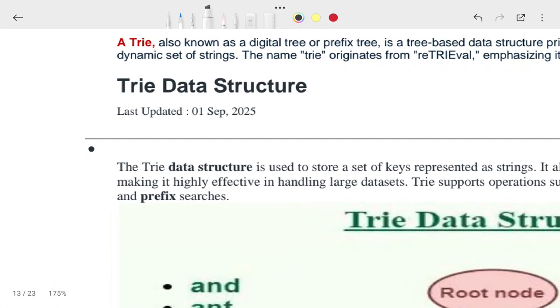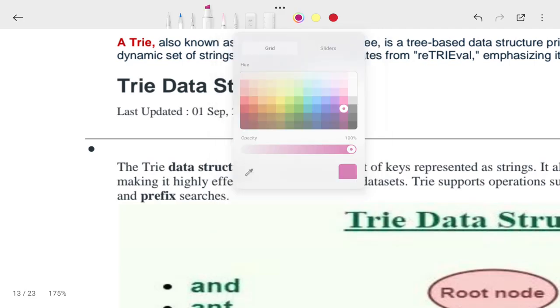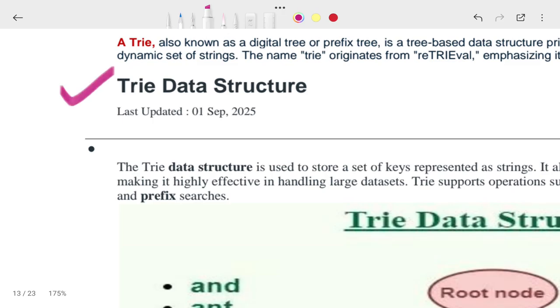Now next, this is very important. So now we will learn what is the meaning of TRIE. TRIE. Okay, what is the meaning of TRIE?